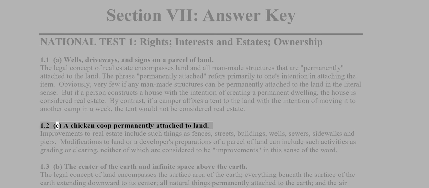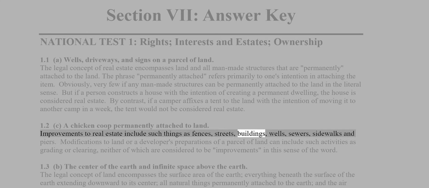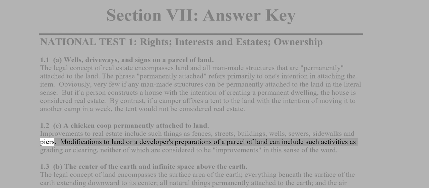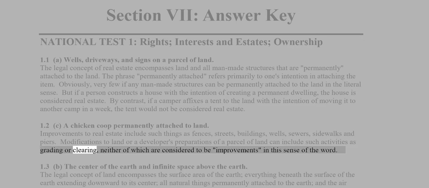1.2 C. A chicken coop permanently attached to land. Improvements to real estate include such things as fences, streets, buildings, wells, sewers, sidewalks, and piers. Modifications to land or a developer's preparations of a parcel of land can include such activities as grading or clearing, neither of which are considered to be improvements in the sense of the word.